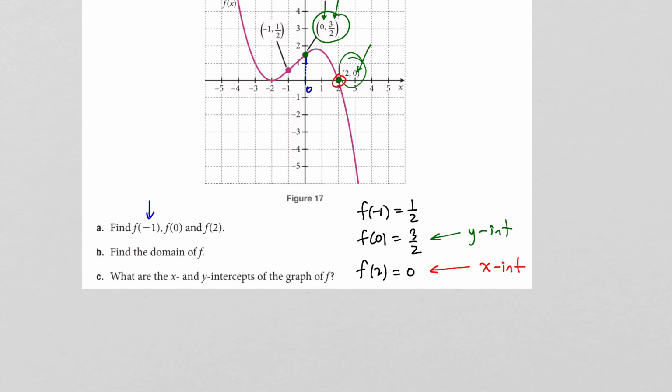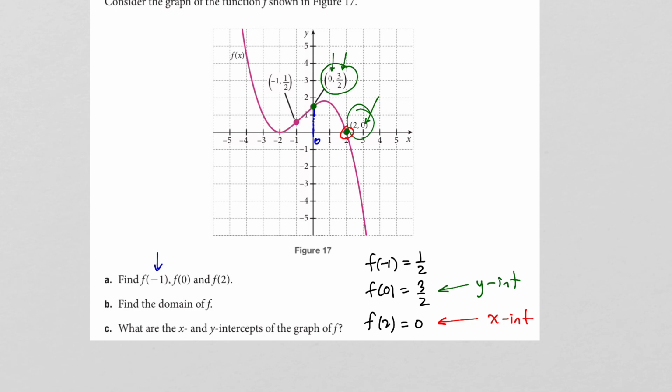In part B, it asks to find the domain of the function. If you look at the function, the domain is the set of all real numbers because all these values of x have a y value associated.